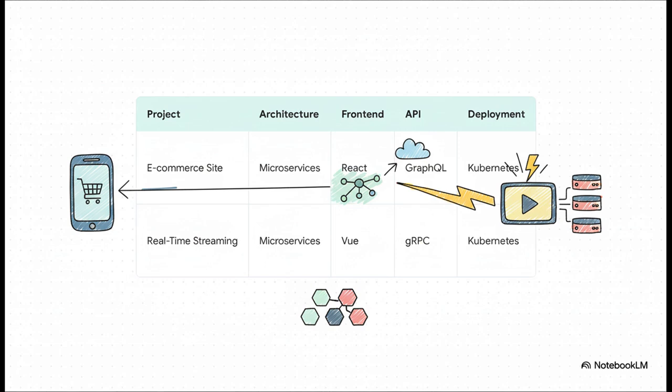Take the e-commerce site. They chose GraphQL, so their mobile app team can request exactly the data it needs, and nothing more, which saves on your data plan and makes the app feel snappy. But now look at the real-time streaming service. For them, every single millisecond is critical. They're going with gRPC because raw speed is everything for a lag-free experience. Different problems, different choices. Both are the right choice for them.